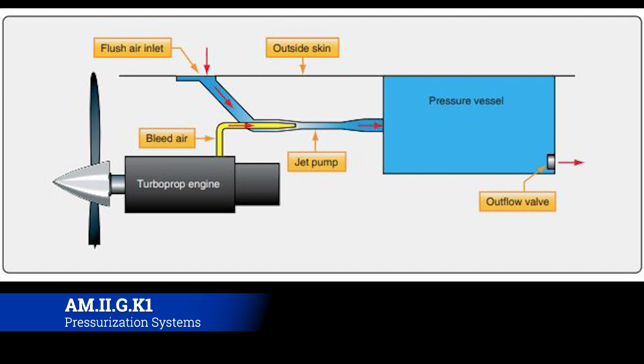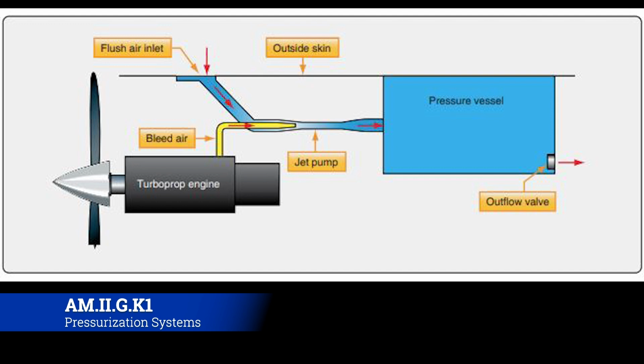First off is simply by using bleed air. You'll pull that bleed air off, but it's really hot because it's coming right off the engine, so they have to mix it with some sort of outside air to lower the temperature. They will then put that through a jet pump, and that jet pump then pressurizes the aircraft, and then that air will go through the outflow valve, and all is happy in the world of the turboprop aircraft.